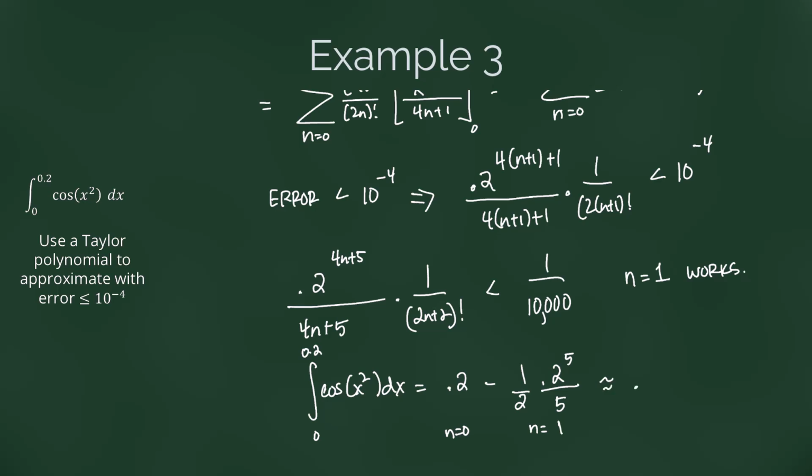And that is approximately 0.19998. So we saw that power series with a very limited number of terms actually gave us a good approximation for an integral that we can't find using analytical antiderivatives.